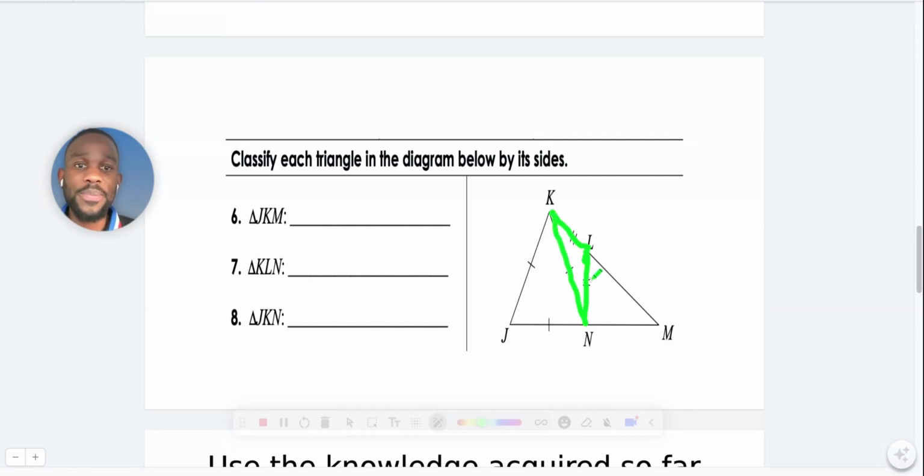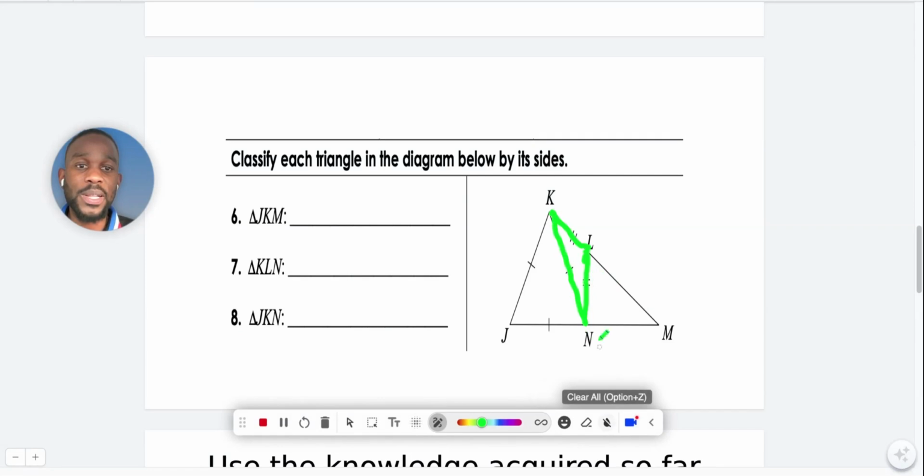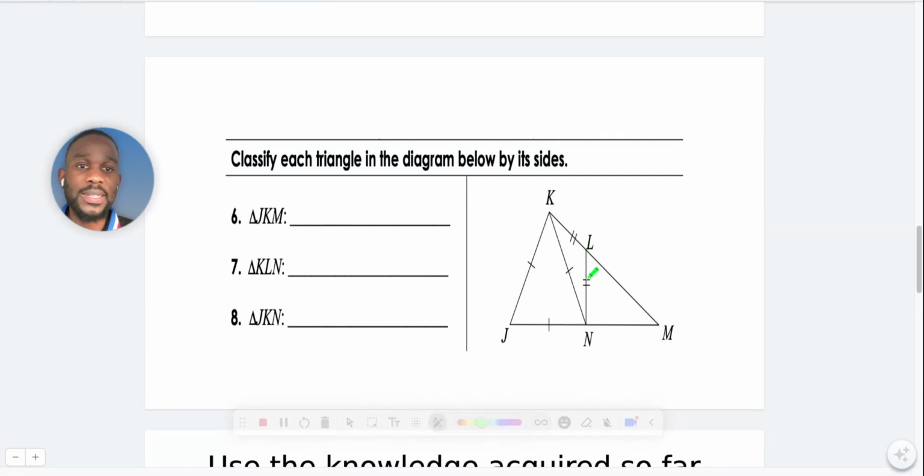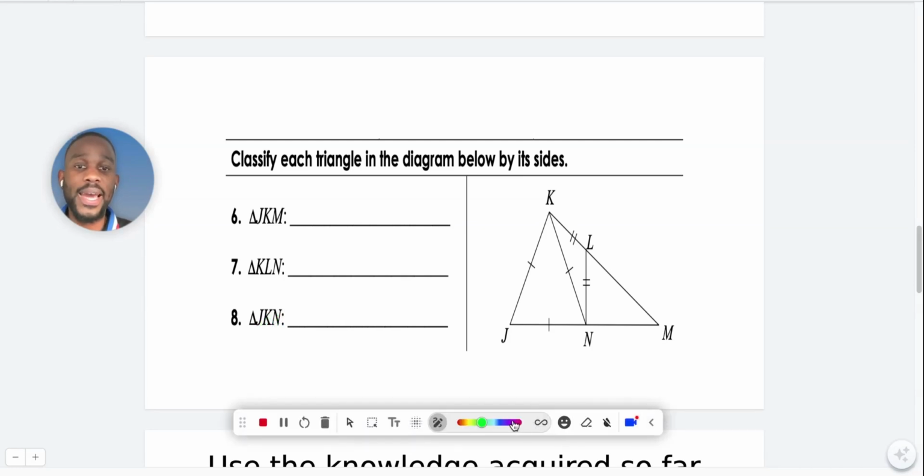What triangle is this? If you look at it very well, they're telling us this side is equal to this side. These two sides are equal. So what triangle has two sides equal? That's an isosceles triangle. And then finally, they're asking you for triangle JKN.